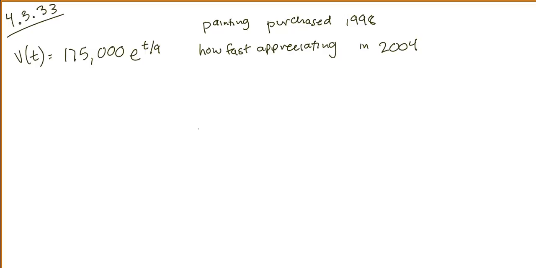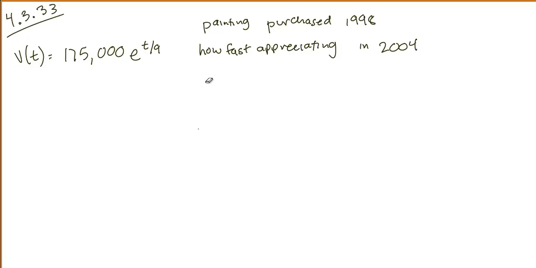In this problem, problem 4.3.33, we're talking about a painting that was purchased in 1998 for $175,000, and they estimate that we can find its value at any point with this equation, where t is the number of years since it was purchased. And then they ask us how fast is it appreciating in 2004. Now if we ask how much it's appreciating, we just mean how much is the value changing.